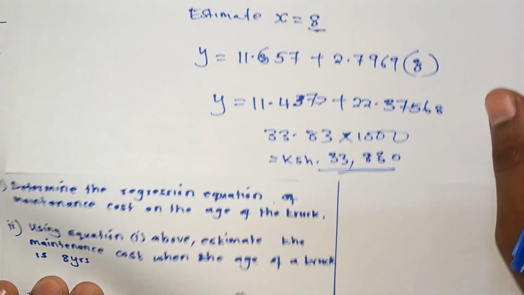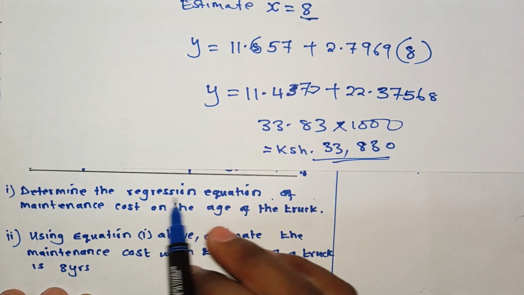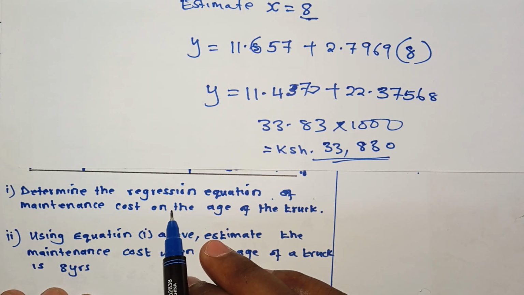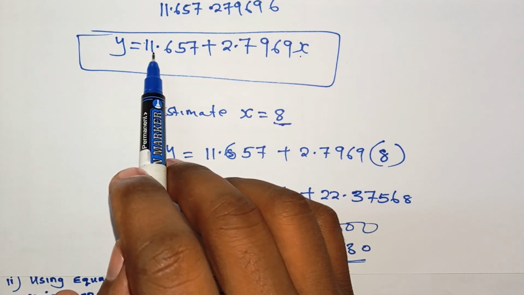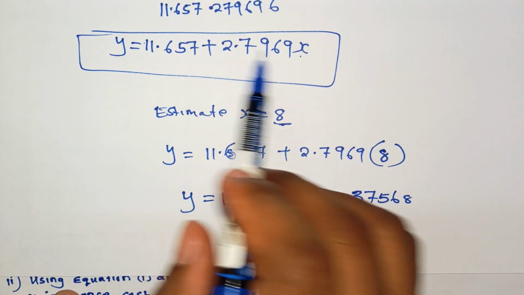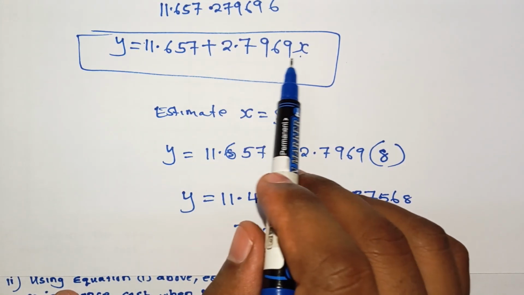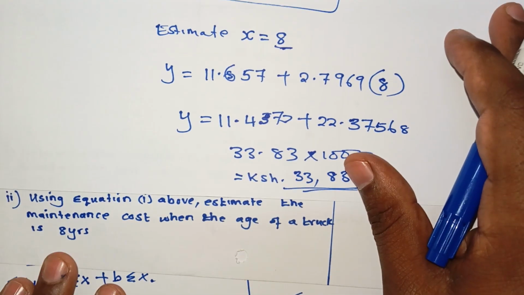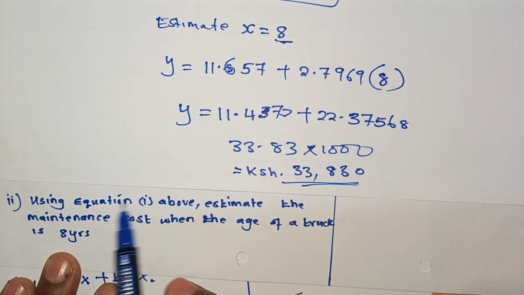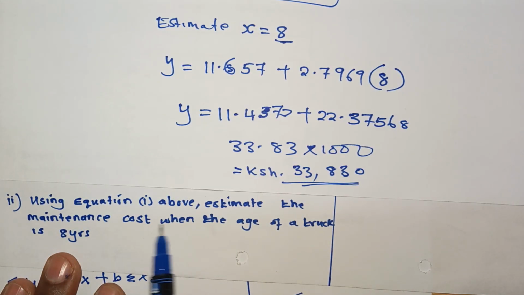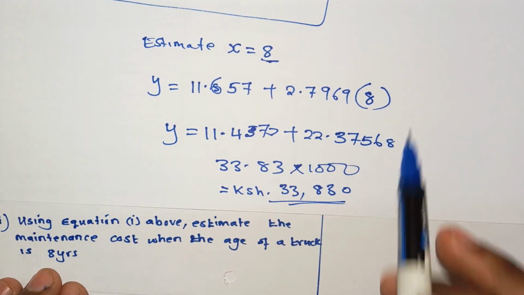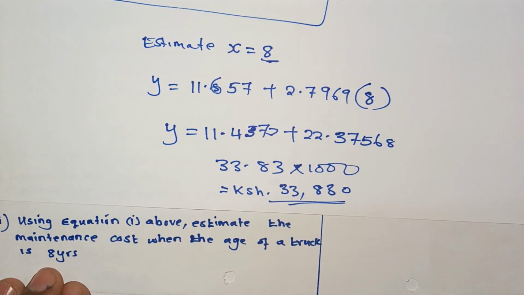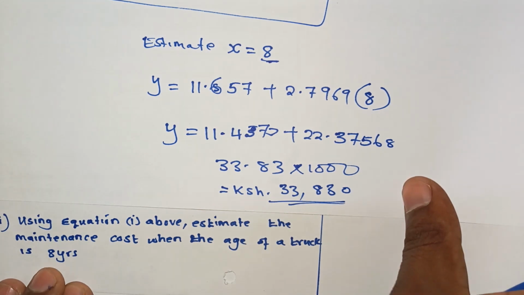So that's how you solve the two equations. The regression equation, part A, the regression equation of maintenance cost on the age of the track, is y equals 11.657 plus 2.796x, whereas part B, using equation 1 above, estimate the maintenance cost when the age of the track is 8 years. You substitute where there is x with 8, and this is the answer. So that's how you're supposed to solve that question.